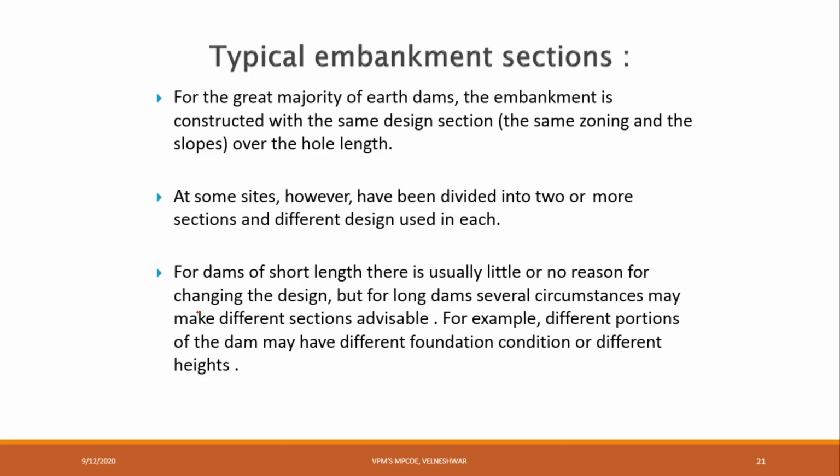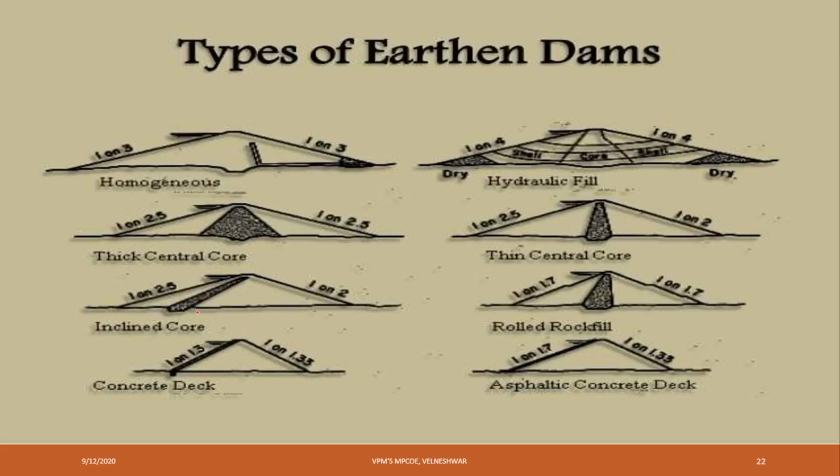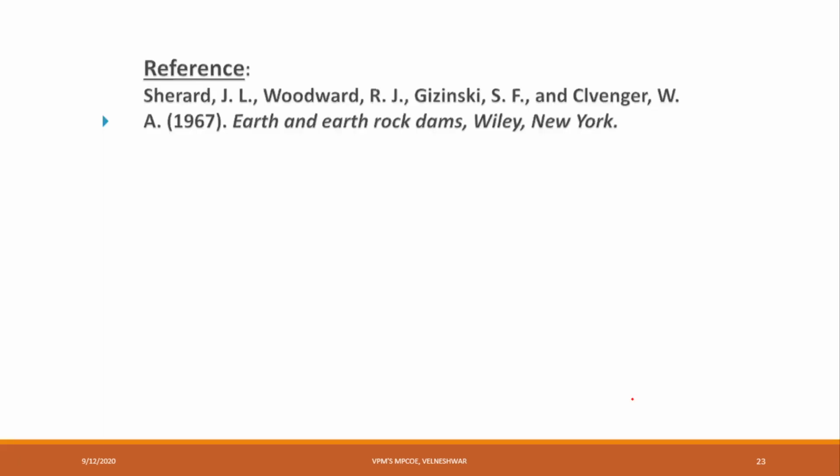Next, typical embankment sections. Already we have seen this in our starting one. Homogeneous. Next, hydraulic fill. Next, thick central core, thin central core, inclined core, rolled rock fill, concrete deck, asphaltic concrete deck, like this. Already we have seen this in our first lecture, I think so. Next, these are the references, we can say.